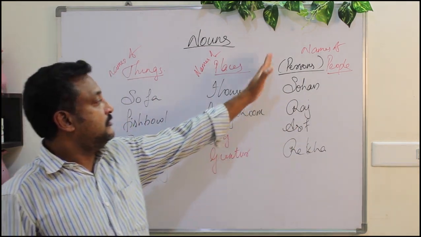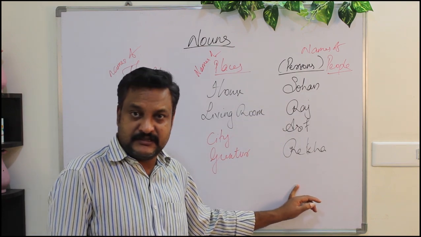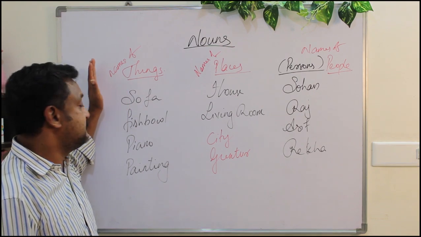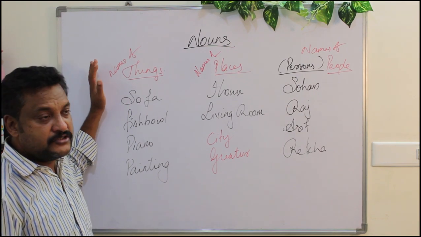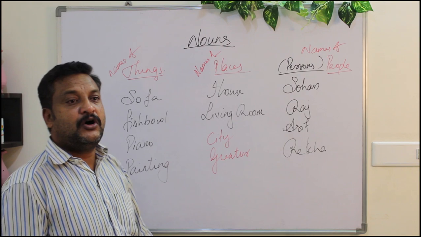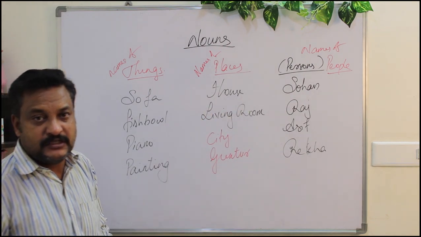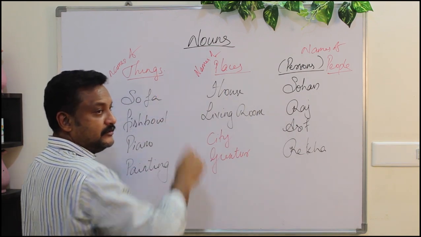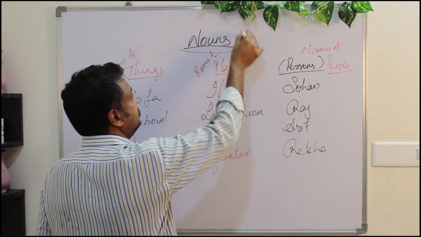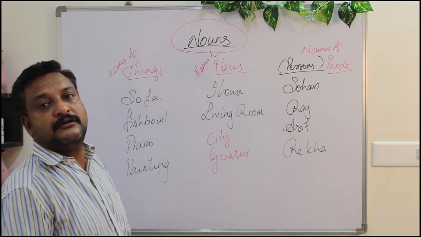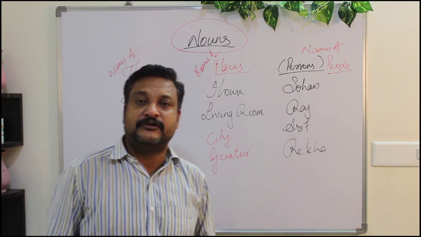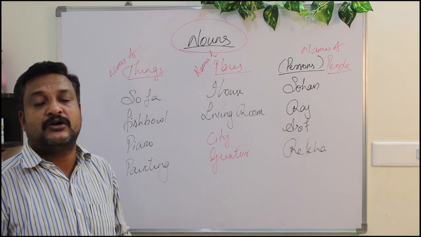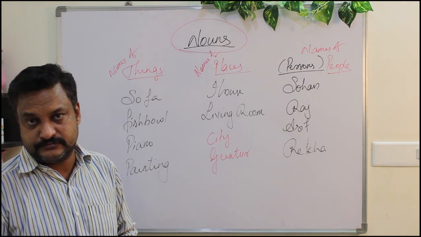Some of them denote the names of persons, some the names of places, and some the names of things. Words that denote the names of persons, places or things are called a noun.